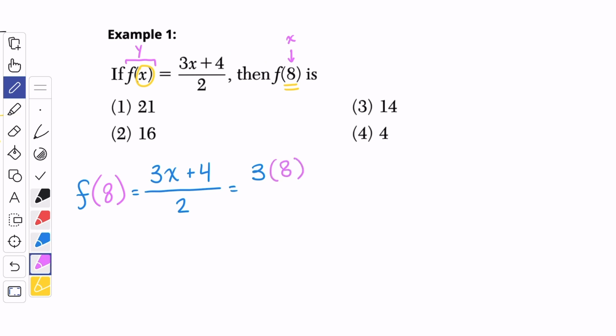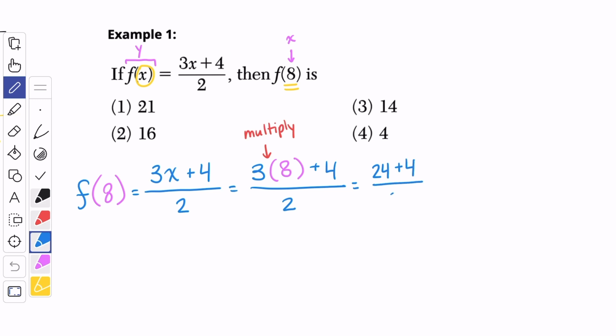And notice when I replace that variable, I'm keeping it in parentheses, and I'm not changing anything else. So here I have 3 times 8. That's what the numbers touching the parentheses means to multiply, in case you forget. So this is 3 times 8 plus 4 divided by 2. So I'm going to simplify one step at a time. That means I have 24 plus 4 divided by 2, which is 28 divided by 2.